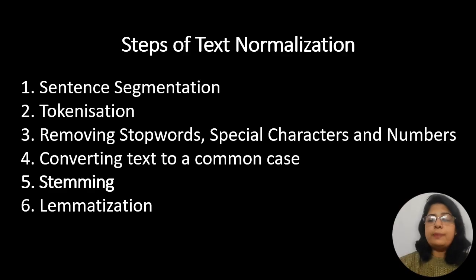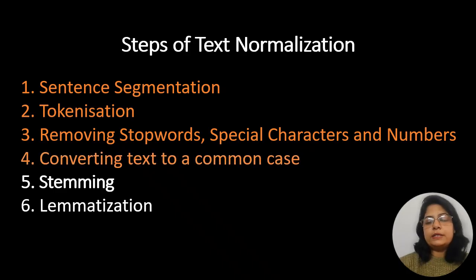Coming to the steps of text normalization. Suppose you want to normalize your text, bring it down to a lower level. So there are 5 to 6 steps which are to be performed. The first is sentence segmentation, followed by tokenization. Then the third is removing your stop words, special characters and numbers. After that, we convert the text to a common case, and then something called stemming and lemmatization. We will see each step in detail.